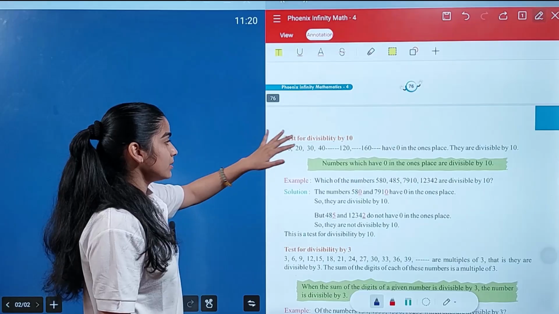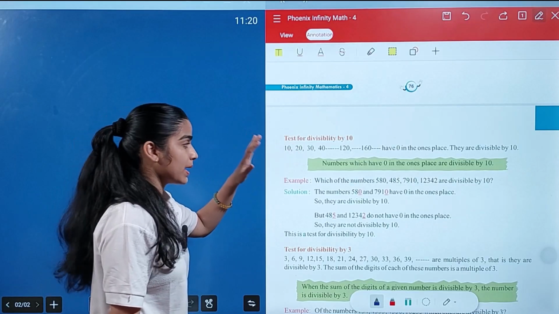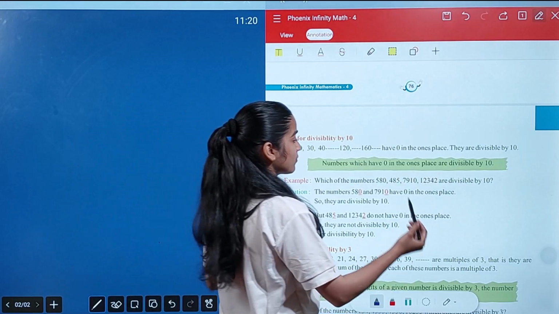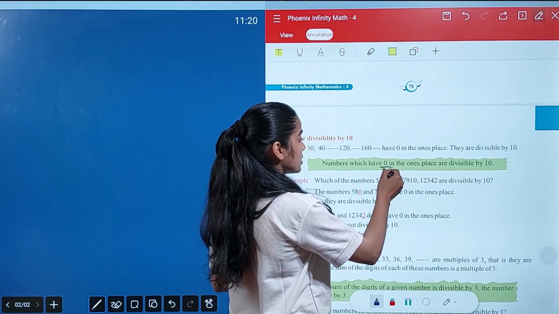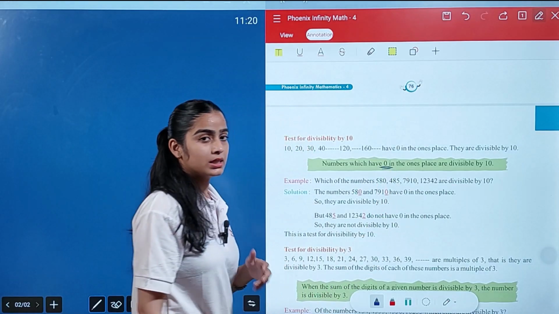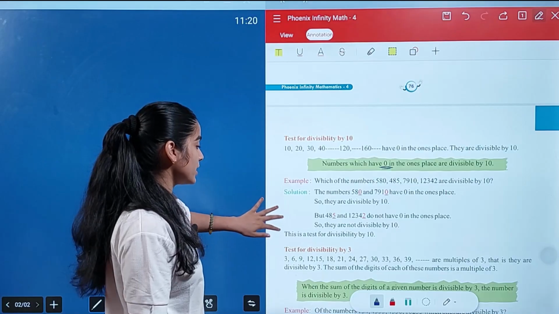Now the test for divisibility by 10. In this case you just have to check if the last digit in the place value is 0, then it is divisible by 10, otherwise no.